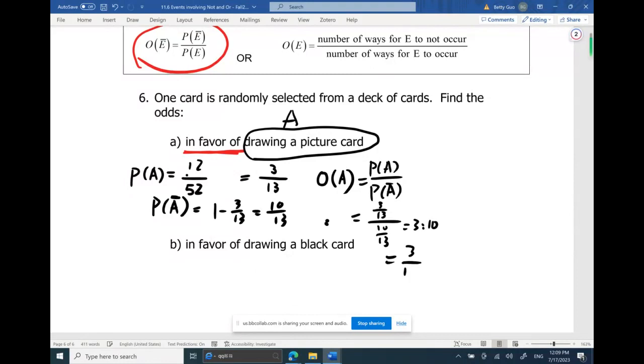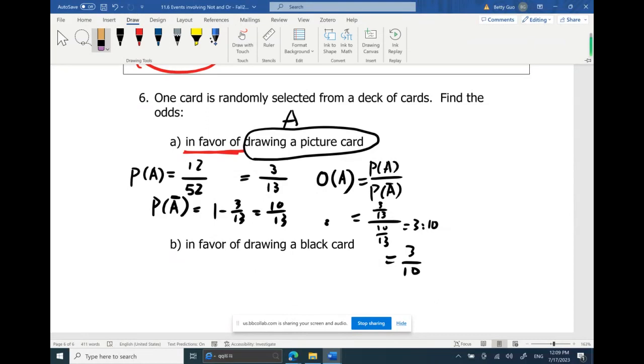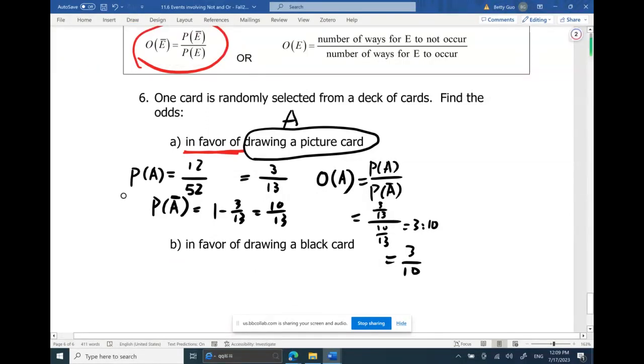Or you can just do 3 to 10 this way, right? Yeah, either way is fine. Again, even if the result looks like a fraction, you need to understand the odds is a ratio, 3 to 10. The result is 3 to 10. The odds in favor of event A is 3 to 10. Okay, part B.